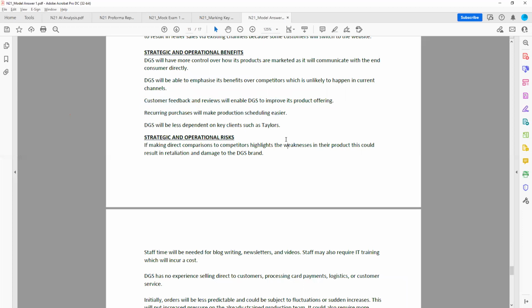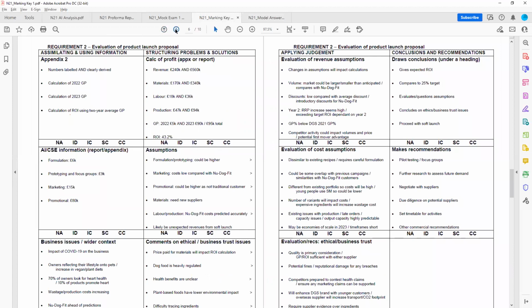The EGS will be less dependent on key clients such as tailors. And then I make a different point. Recurring purchases will make production scheduling easier. So you can see here, I'm just making a different point every time. I'm being really short and concise. That's what you want to do, because you can see what game I'm playing here.